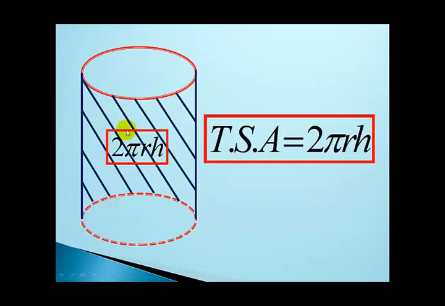Now let's consider the cylinder as shown. We can see that the circular end at the top is opened, and the circular end at the bottom is also opened. So the only region we can consider is the blue shaded region, that is the curved surface area. So if you are asked to calculate the total surface area of a cylinder opened at both ends, it means that the total surface area will be equal to 2 pi rh.